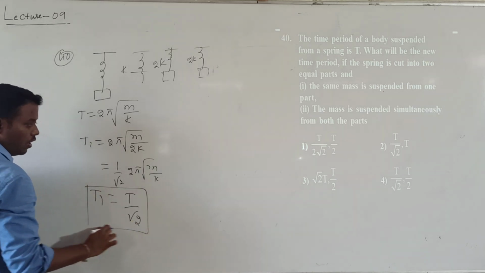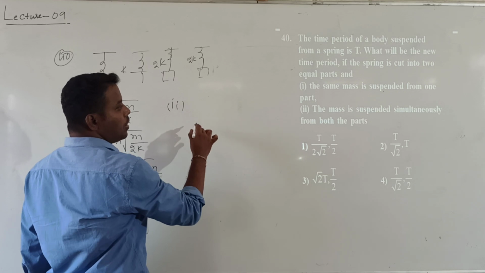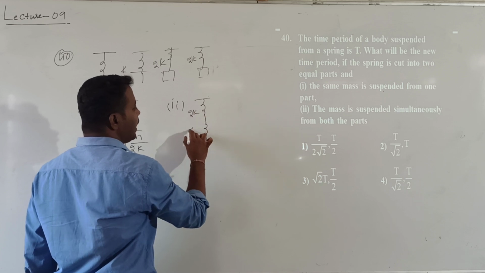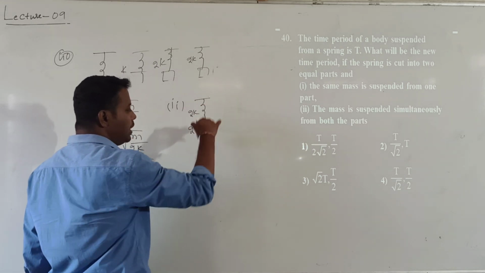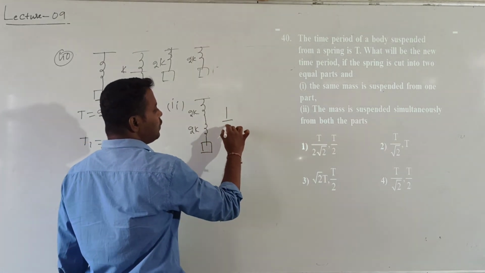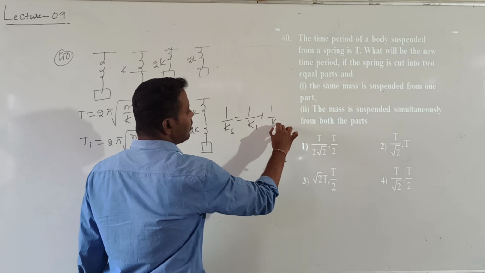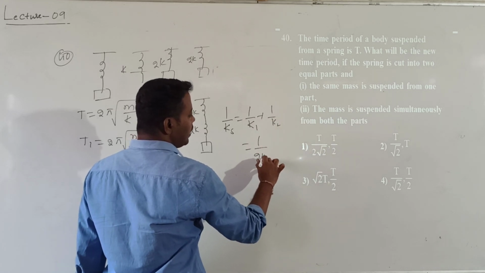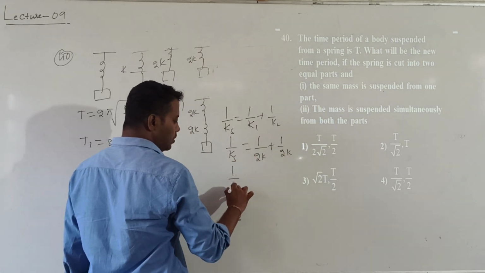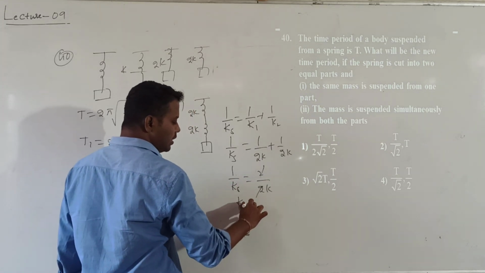What is T1? It is the time period when one spring is connected to the same block. The second question they are asking is, if the mass is suspended from both springs simultaneously, meaning now two springs, first spring constant 2k, second also 2k, connected in series for the same block. When they are connected in series, what is the formula for 1 by Ks? 1 by Ks is equal to 1 by k1 plus 1 by k2. k1 is 2k, k2 is also 2k. So what will we get for 1 by Ks? 1 by Ks is equal to 2 by 2k. The 2 cancels, so Ks is equal to k.